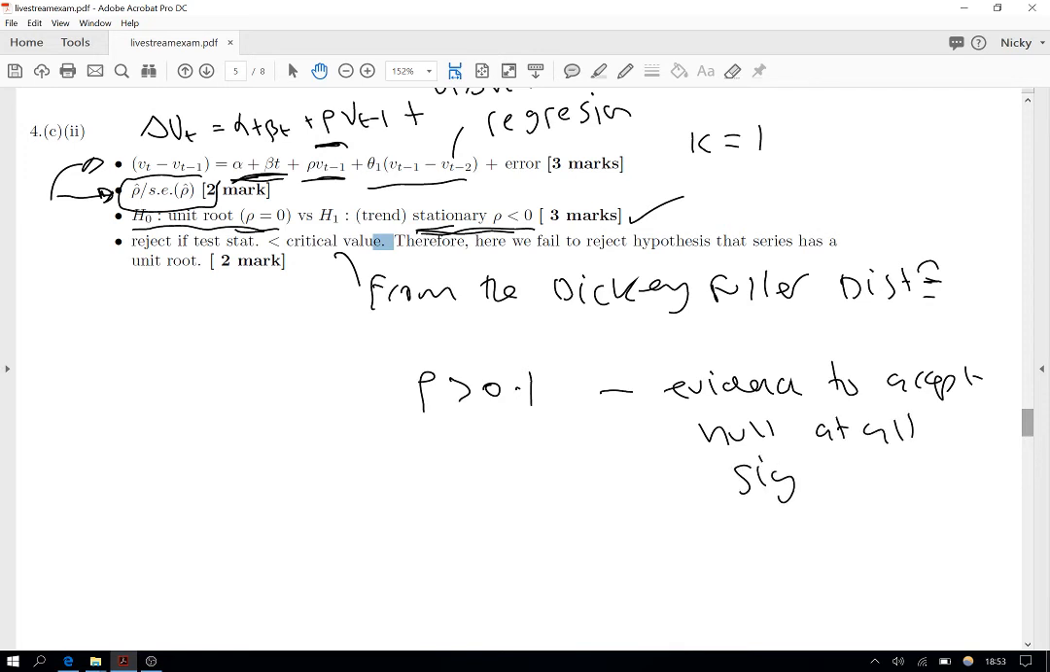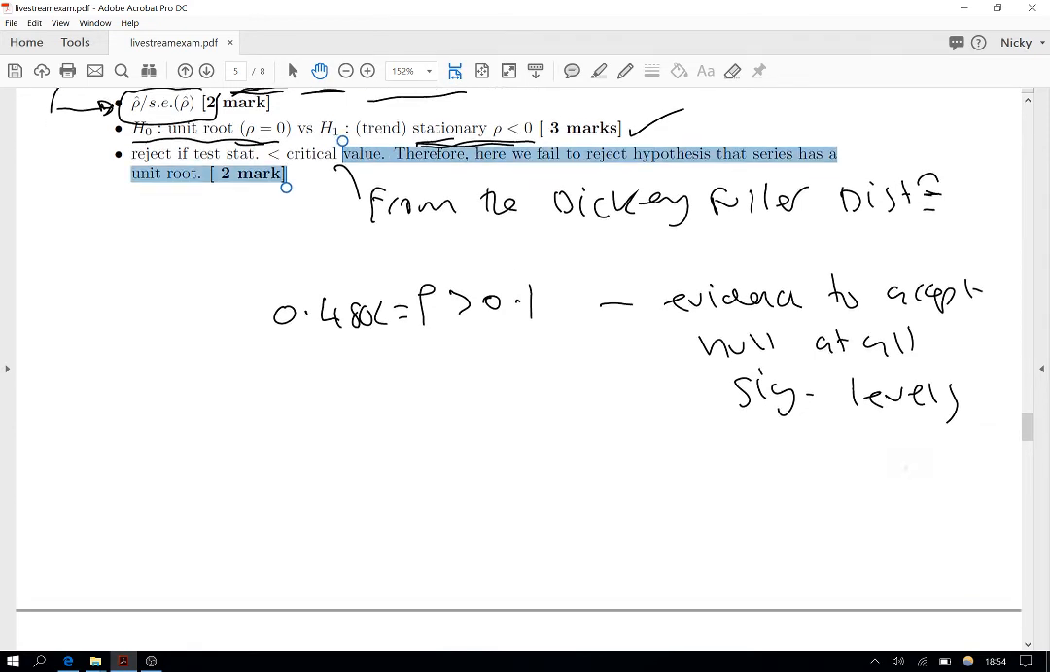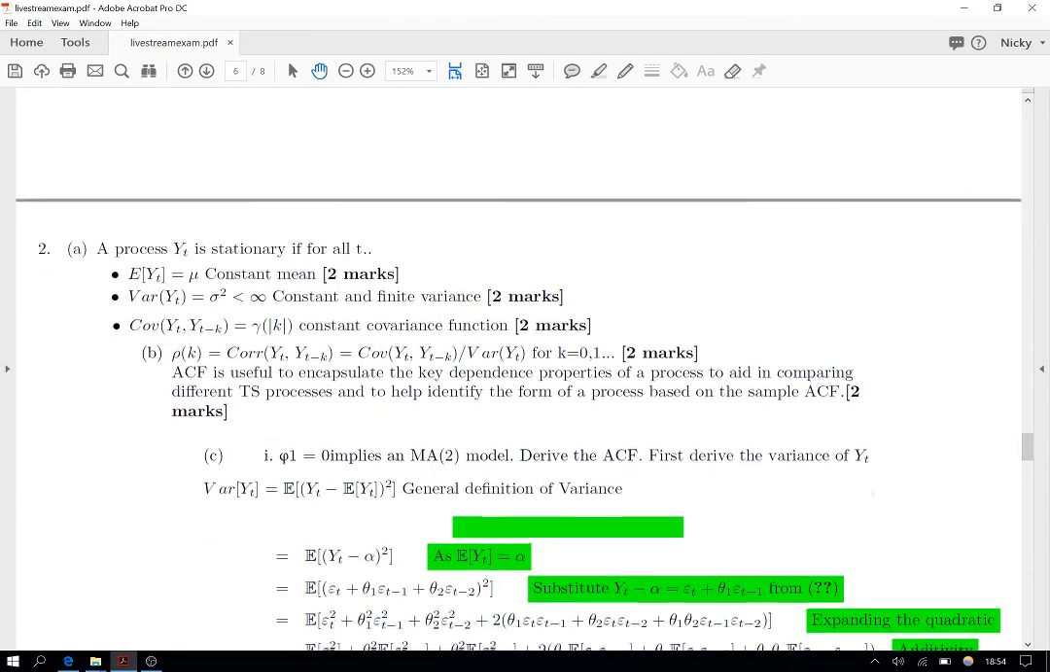By conventional, I mean I've never seen anyone do a test other than 10, 5, 1, or sometimes 0.1%. So again, we've got the p-value 0.48 is bigger. So again, be careful to state we never accept or reject a null. We just find evidence to suggest that there's a high probability that the null is true here. Okay.